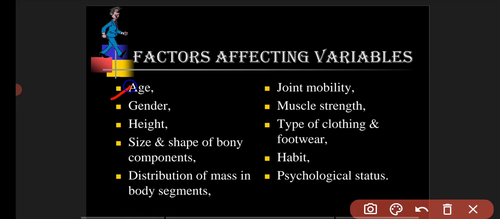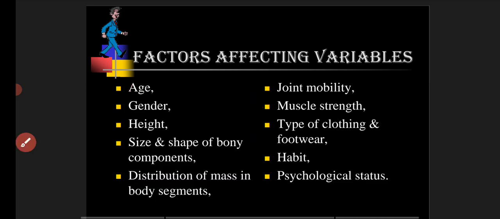The factors are the age, gender, height, size and shape of the bony component, distribution of mass in the body, joint mobility, muscle strength, type of clothing and footwear, habit and psychological status.